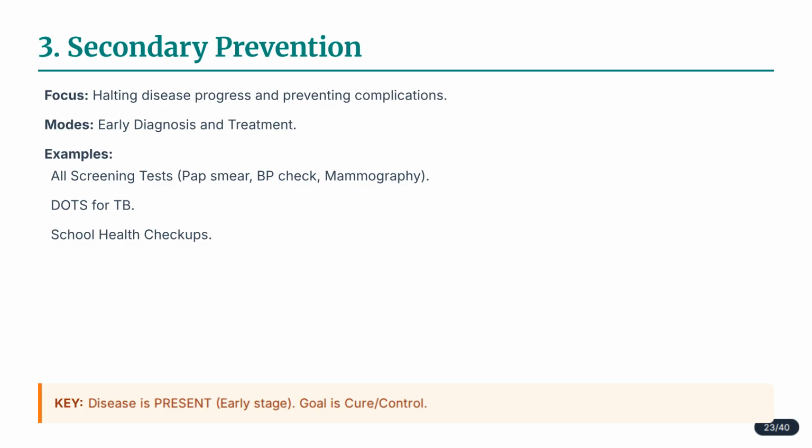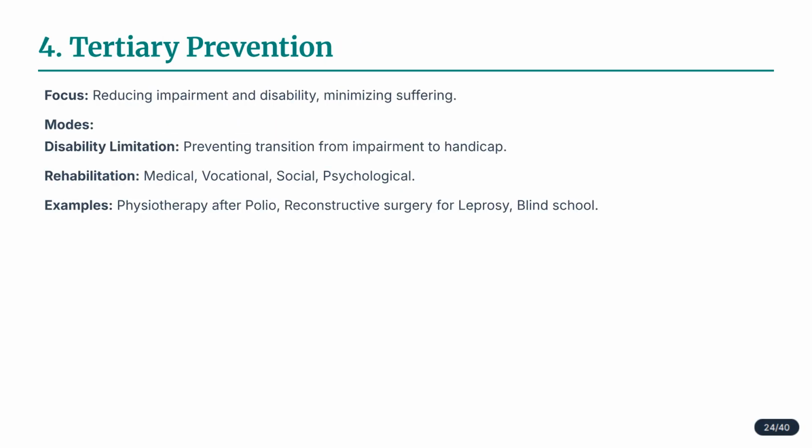Secondary prevention focuses on halting disease progress and preventing complications through early diagnosis and treatment. Examples include all screening tests, such as Pap smears, and treatments like DOTS for TB. Tertiary prevention focuses on reducing impairment and disability. This includes disability limitation and rehabilitation, such as physiotherapy after polio or reconstructive surgery for leprosy.